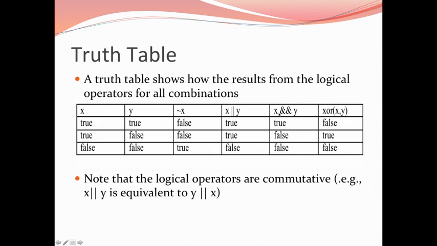Here's a truth table that shows how some of these logical operators work. If you have x, which is logical, and y, which is logical, and for example, x is true and y is also true, then not x would give you the opposite of x, so not true would give you false. True or true would give me true. True and true would give me true. Exclusive or true, comma true would give me false. So again, if x and y are both true, then that would be the result. So if x is true and y is false, you see the results from these expressions. And then if they're both false, you also see the results from these expressions in the truth table. And note that these logical operators are commutative.